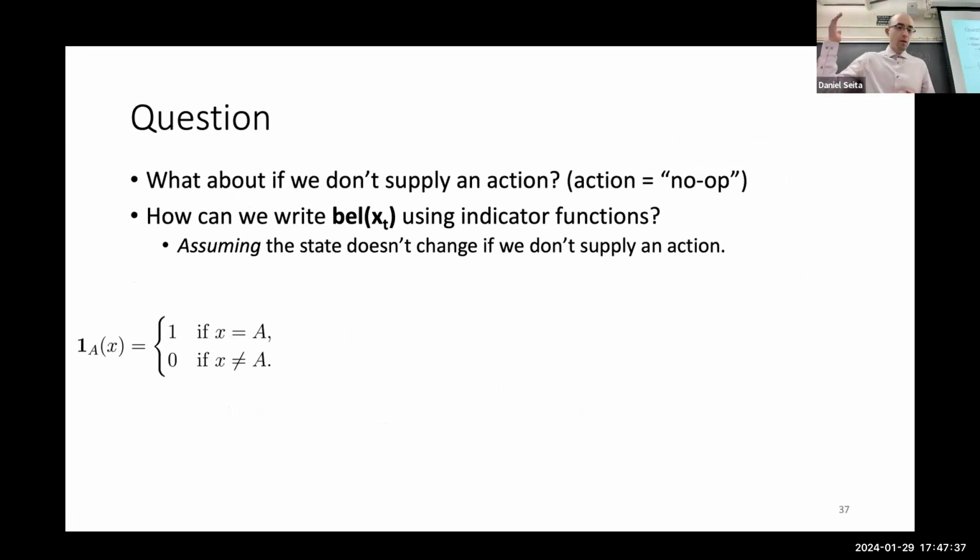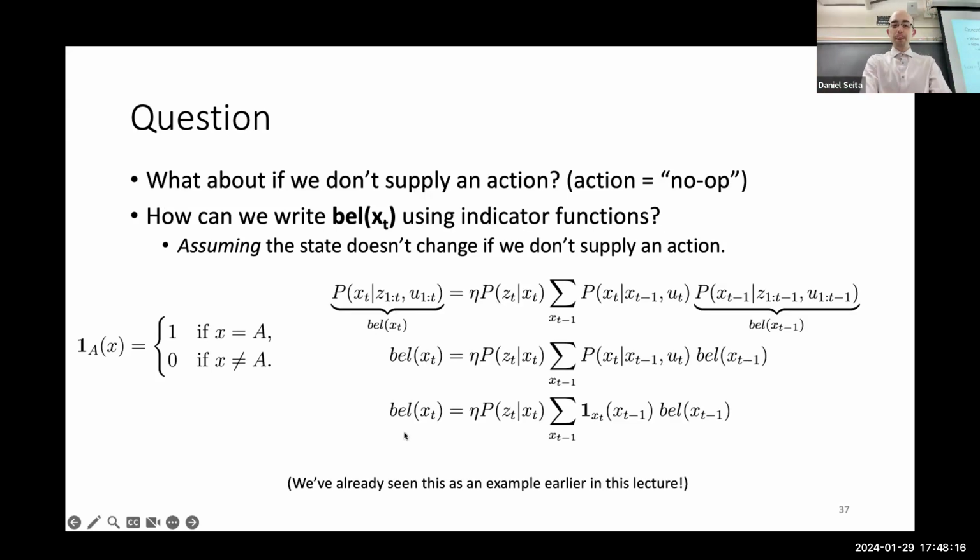And then what happens if we don't supply an action? So the action is like a no-op. It can be a little bit tricky to think about, because sometimes your no-op is actually a valid action choice. We assumed that in the robot example, where it could do nothing or it could open the door. This is just a question to think about: how do you fiddle around with the formulas for the updated belief?